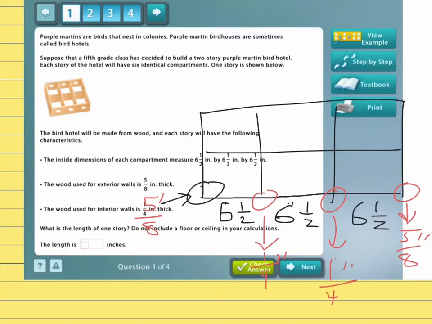Alright, so I've drawn a model to represent this right here, including the dimensions. So the exterior wall, 5/8 inches, that would be this right here. This is 6.5 inches here. There's an interior wall, so that's 1/4 inch, 6.5 here. Interior wall, 1/4 inch, 6.5 here. And exterior wall, 5/8 inches. So if I'm able to add up all these dimensions, I will get the length of the bird hotel in inches.